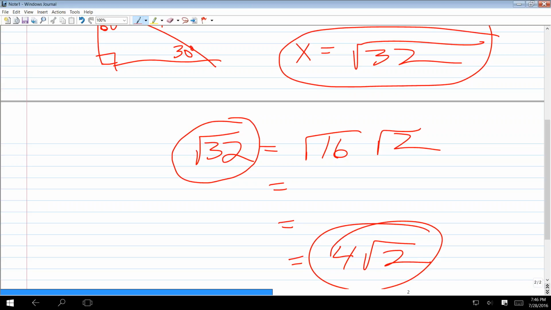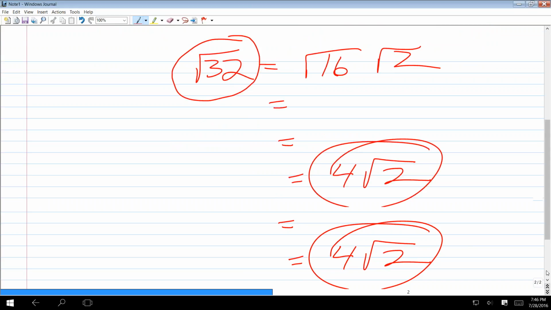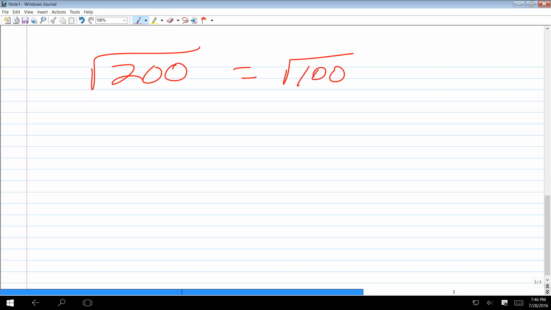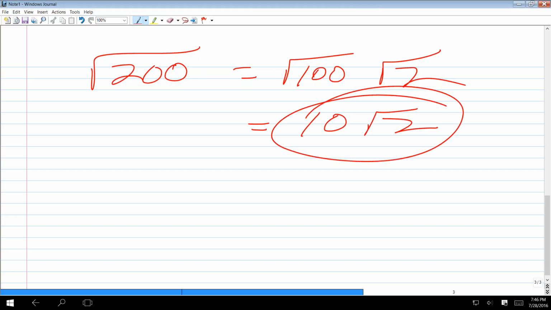Okay, well, let's talk about that for a second. What's this equal to? So it's the square root of 100 times 2, times the square root of 2. So then it would be 10 square root 2. Perfect. That's the answer. And notice I could have done this many ways.